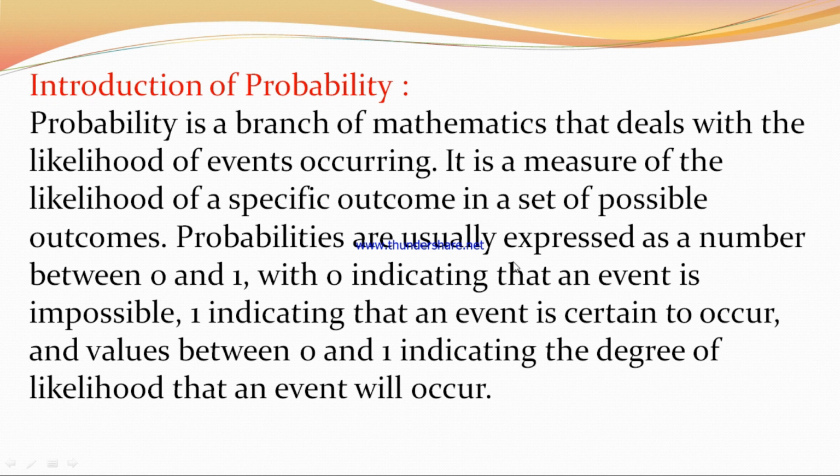Probabilities are usually expressed as a number between 0 and 1. We can say that the value of probability lies between 0 and 1, with 0 indicating that an event is impossible, 1 indicating that an event is certain to occur, and values between 0 and 1 indicating the degree of likelihood that an event will occur.